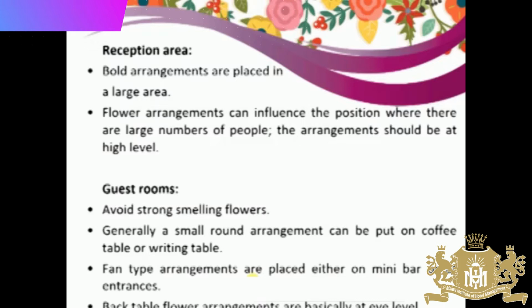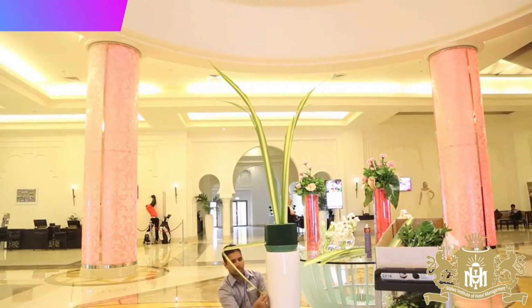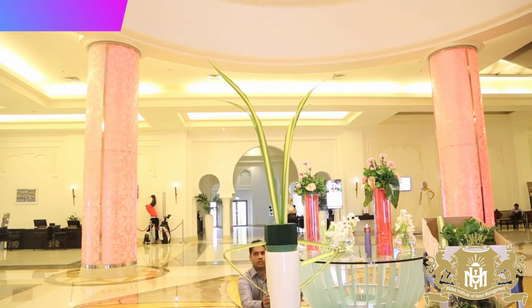In the reception area, bold arrangements are placed in a large area. Flower arrangements can influence the position where there are large numbers of people; the arrangement should be at a high level.